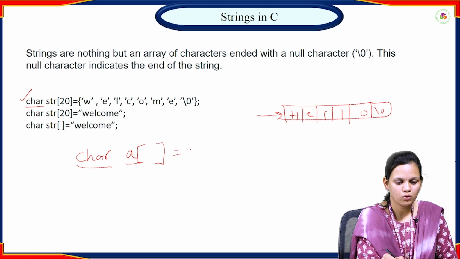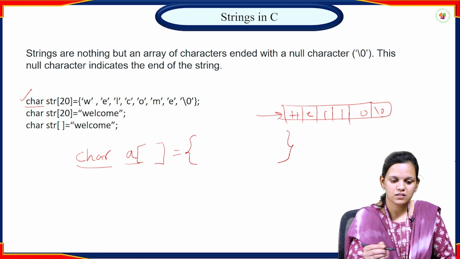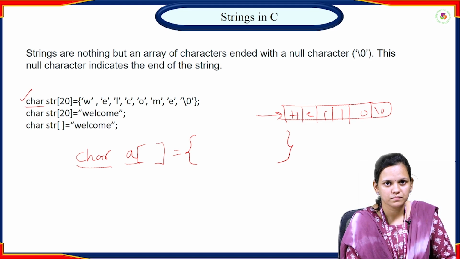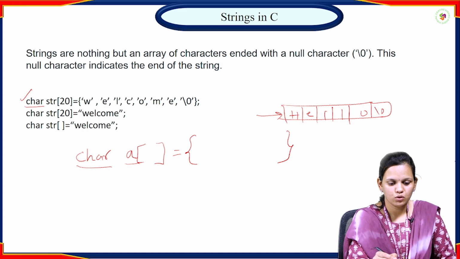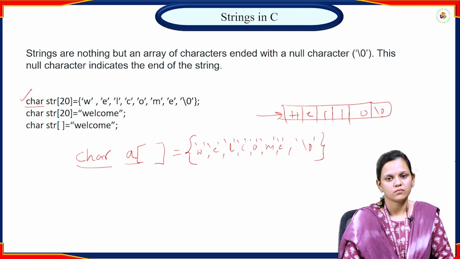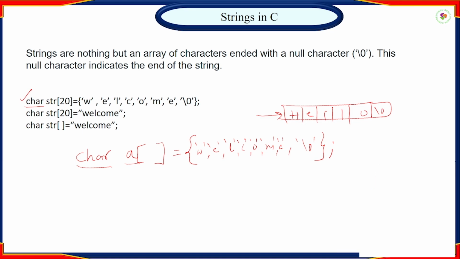Okay, so an array is always represented like this inside the flower braces. Inside the flower braces you can give the elements separated by commas. As this is a character, as it is a string, you have to denote each and every character within single quotes. You can define the string in 3 different ways.